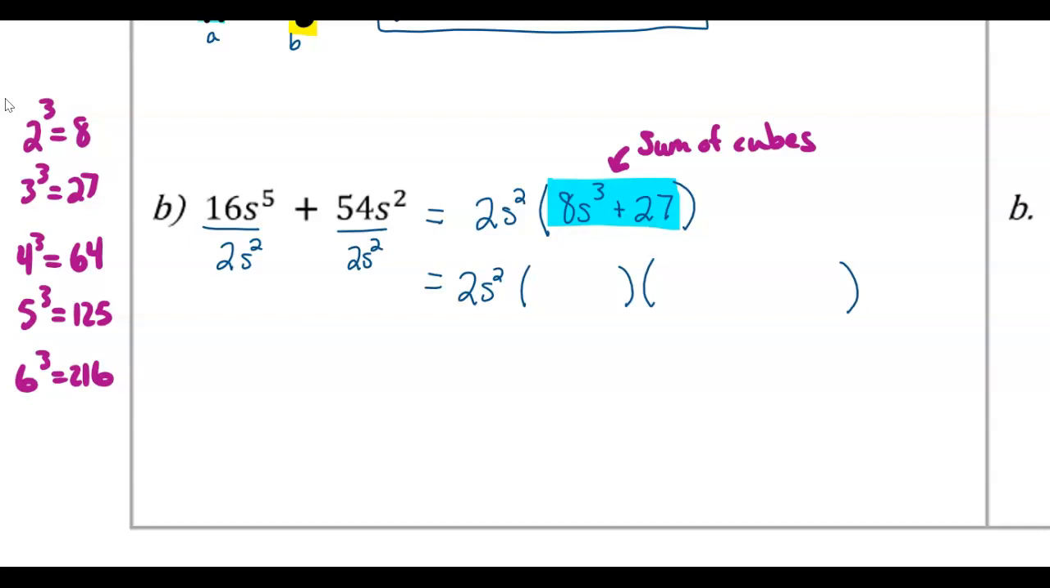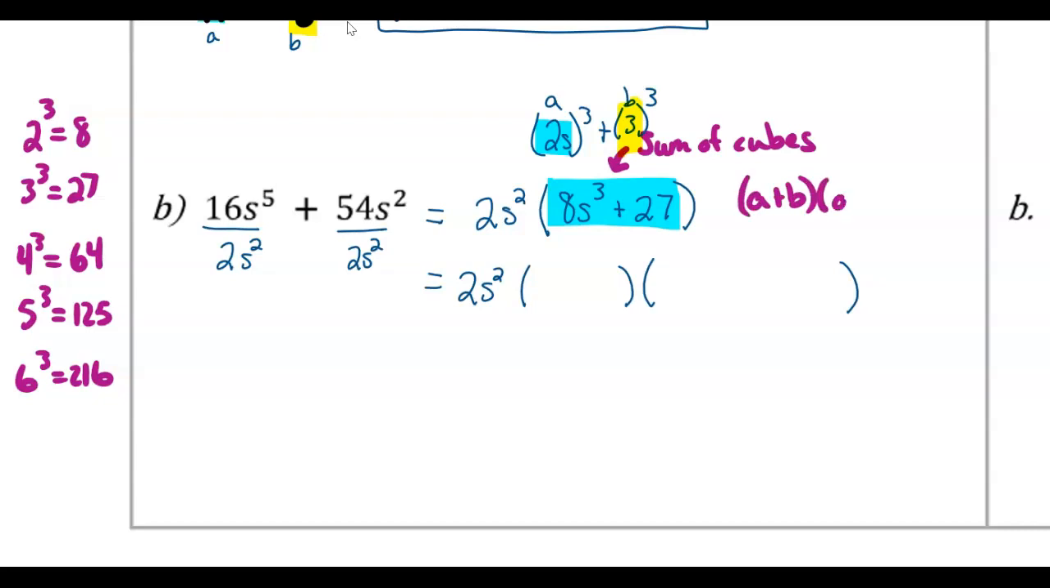When I see 8s cubed, that is the same as 2s being cubed, and instead of 27, that's the same as 3 being cubed. So this is my A, this is my B. Here's your B right here, it's 3. Your A is 2s. Okay, so we're going to follow the pattern. The pattern I don't necessarily have memorized, so I'm going to write it down. Sum of cubes, it's the one we boxed in.